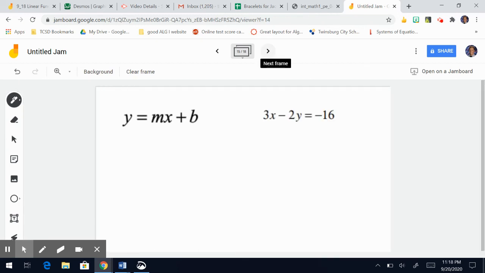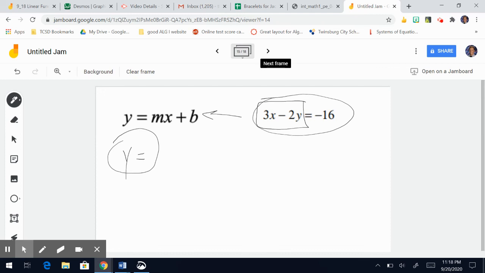Now what we are going to do is make this example look like y equals mx plus b. In other words, we are going to make it say y equals. So right now, what's on the left side? 3x minus 2y equals negative 16. Yes, this is exactly what we did last week as well. So my final goal is that the first 2 words out of my mouth should be y equals.